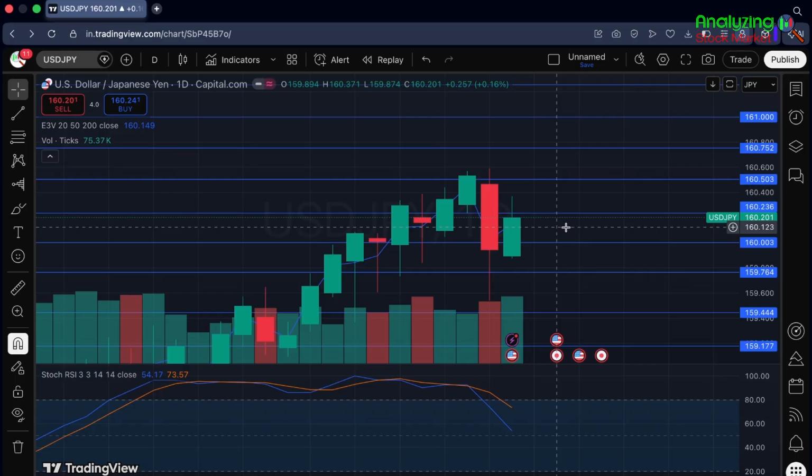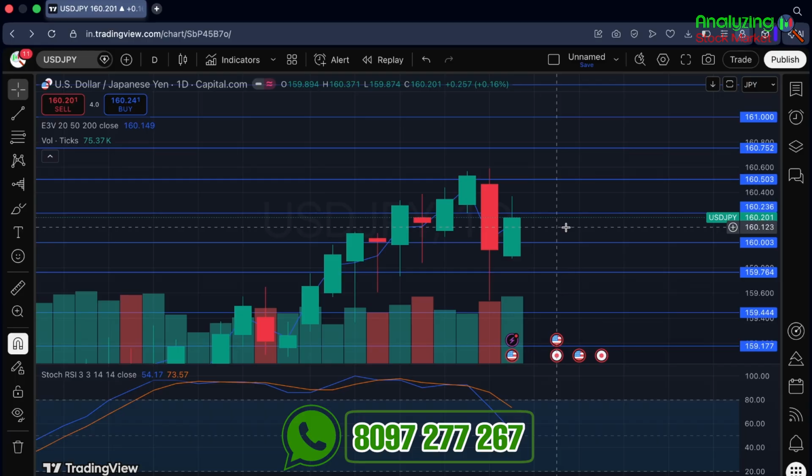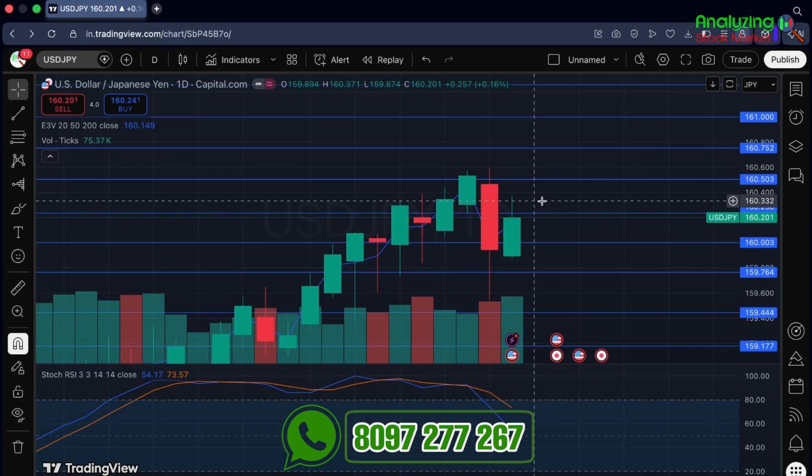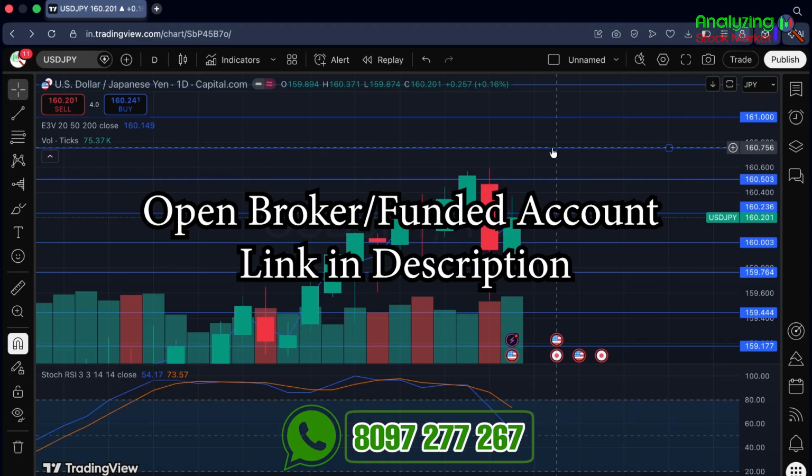Now let's talk about my opinion on USD JPY for this week. According to the previous week's momentum, I'm expecting a positive move in this range, that is 160.236 to 160.503. I'm expecting a closing in this range. But if you're going for any short trade, then only go for a short trade once 160.003 gets breached and a 4-hour or one-day candle closes below it, and you can go for a short till this level. You can even wait for this level as well. Overall, my expectation is a bit positive in this range. We can see momentum at this level as well.